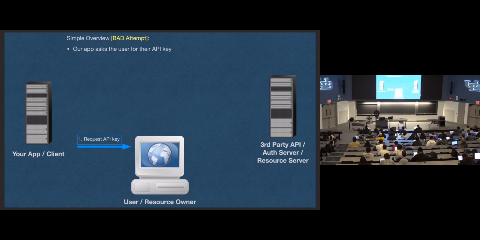Okay, so this is our structure. We have an app, and there's 3 different entities. If you read the RFC, there's at least five different entities. I'm going to roll the API, the auth server, and the resource server all into one. Actually, auth server and resource server make up the third-party API. But there's 3 different entities.